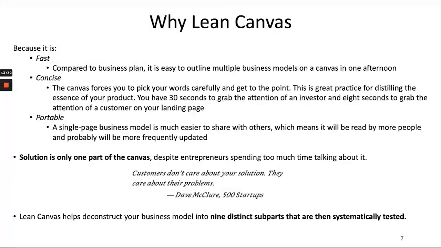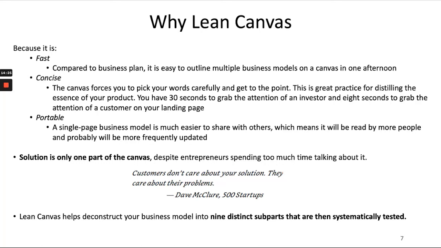So why should you use Lean Canvas? Because it is fast. Compared to a business plan, it is easy to outline multiple business models on a Canvas in one afternoon. It's concise. The Canvas forces you to pick your words carefully and get to the point. This is a great practice for distilling the essence of your product. You have 30 seconds to grab the attention of an investor and 8 seconds to grab the attention of a customer on your landing page. So you don't have a lot of time to get to the point.